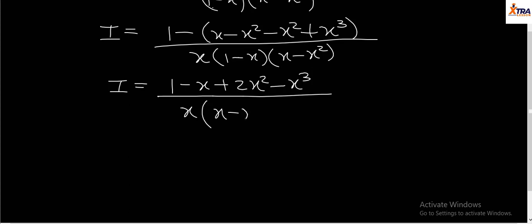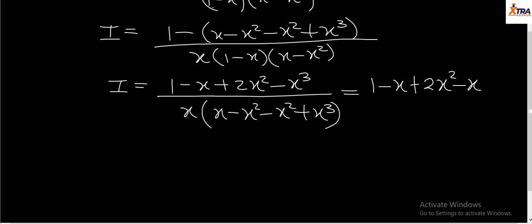Opening this bracket, I have minus x squared plus x cubed. And then I'll have 1 minus x plus 2x squared minus x cubed all over x squared minus x cubed plus x raised to power 4. So we know I'll be having minus 2x cubed here rather. And then from here, I can now see my inverse element is this.